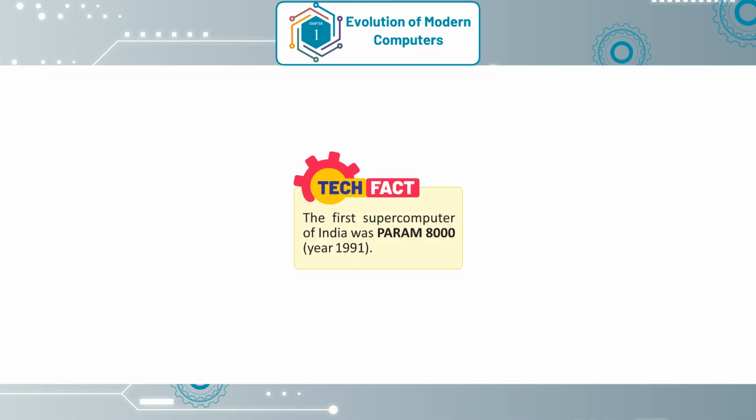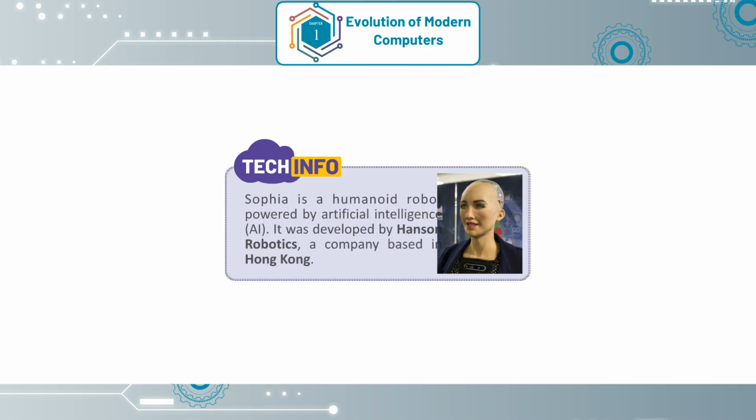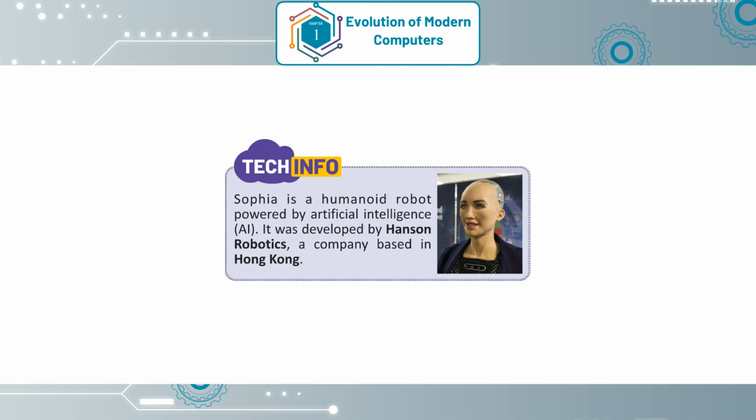Tech fact: the first supercomputer of India was PARAM 8000, in the year 1991. Tech info: Sophia is a humanoid robot powered by artificial intelligence (AI). It was developed by Hanson Robotics, a company based in Hong Kong.